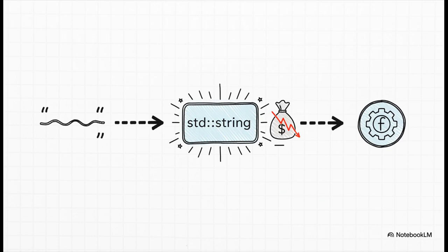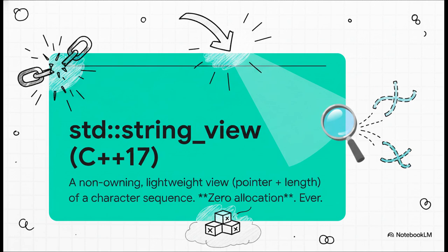If you have a string literal, or a C-style string, and you pass it to that function, the compiler has to create a temporary std::string object, which often means a heap allocation, just to call the function. We're paying for an allocation just to get a read-only view of some characters. That's crazy. Well, C++17 gives us the solution, std::string_view. And it totally solves this problem.